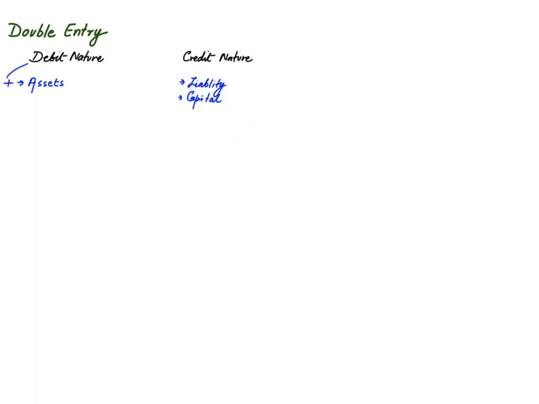Now we were trying to understand the specifics of double entry. We can start from this: assets have a debit balance, debit nature, and liability and capital have a credit nature. If an asset has a debit nature, it means whenever an asset goes up, we will debit that specific asset, and whenever liability and capital go up, the liability and capital are always credited. Asset is always increased by way of debit and liability and capital are always increased by way of credit.